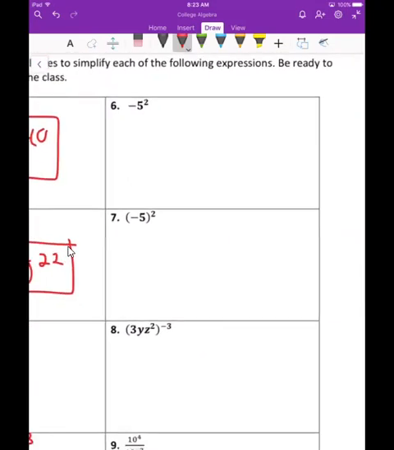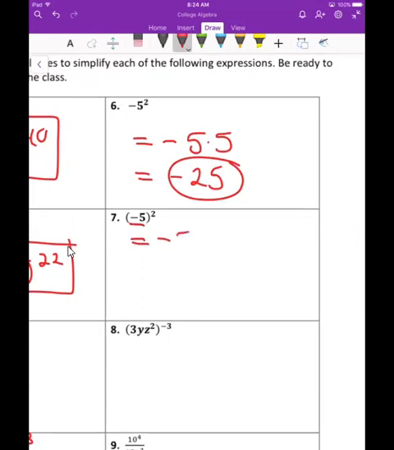Moving on to number 6 and 7, this is that big difference where it's really important you're using parentheses in your calculator whenever you have negatives to calculate these. This is negative 5 times 5. Because that negative is not in parentheses, it is not squared. So the answer to this one is negative 25. Very different to the answer to number 7, where the negative is in parentheses. This is negative 5 times negative 5, and that becomes a positive 25. And you'll notice you have to put those parentheses in your calculator to get that correct answer.